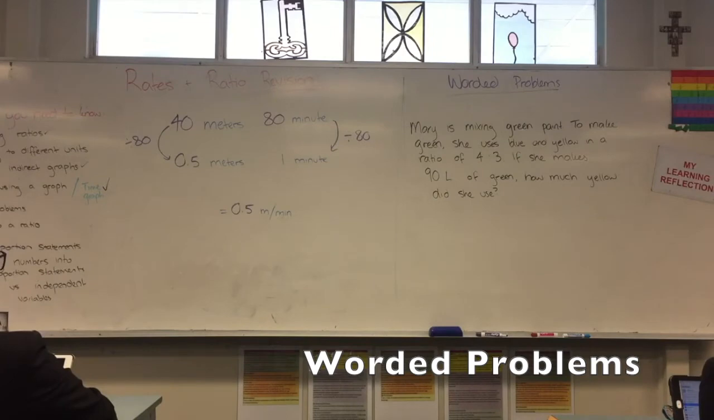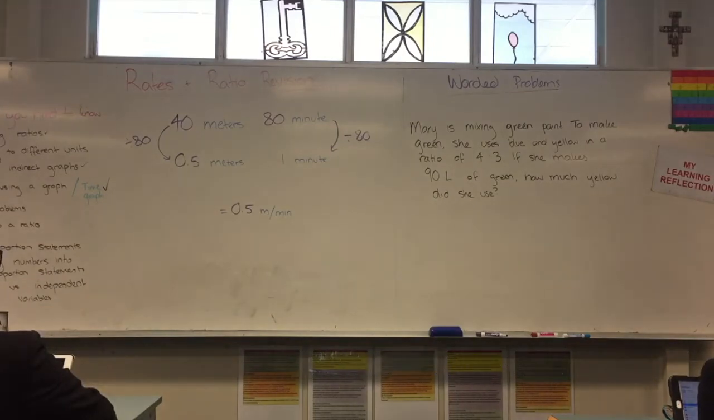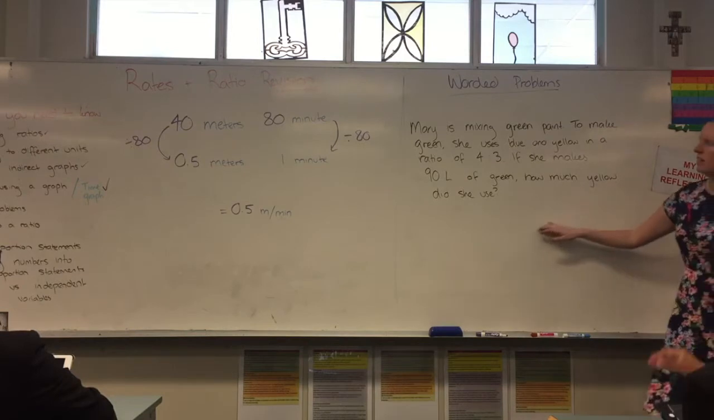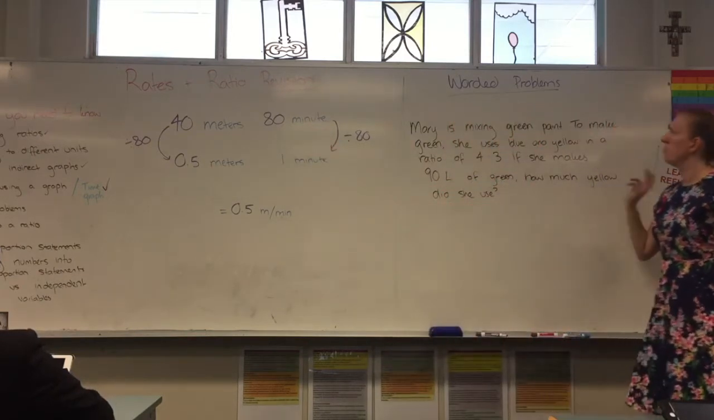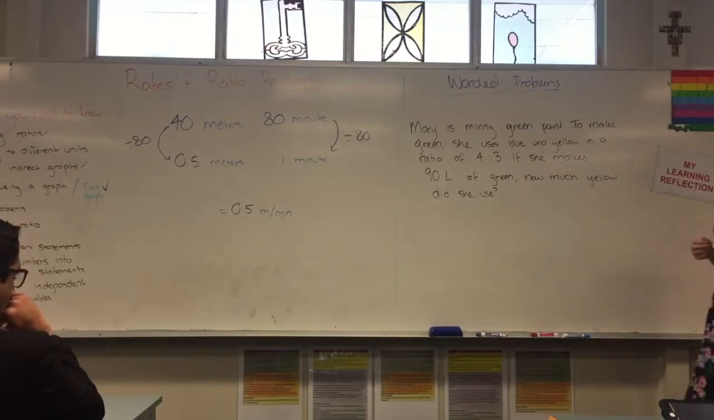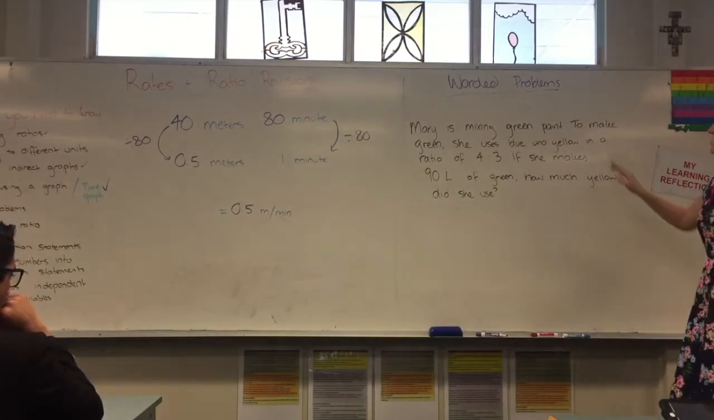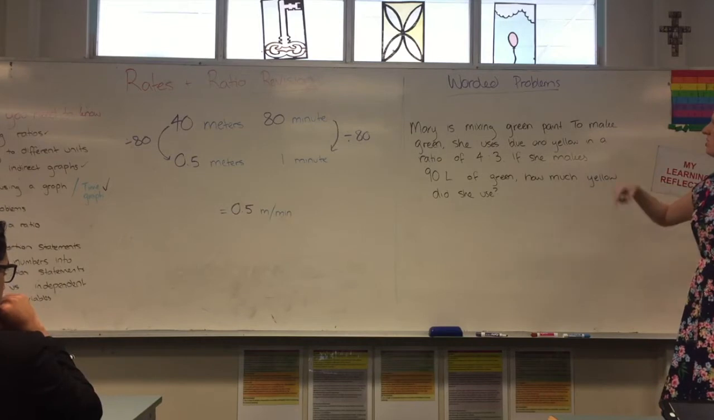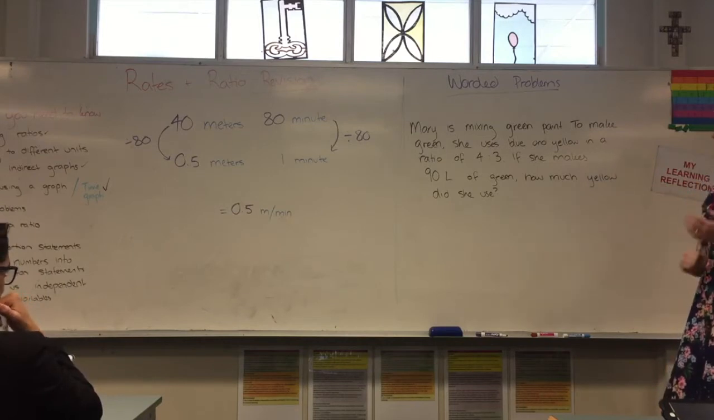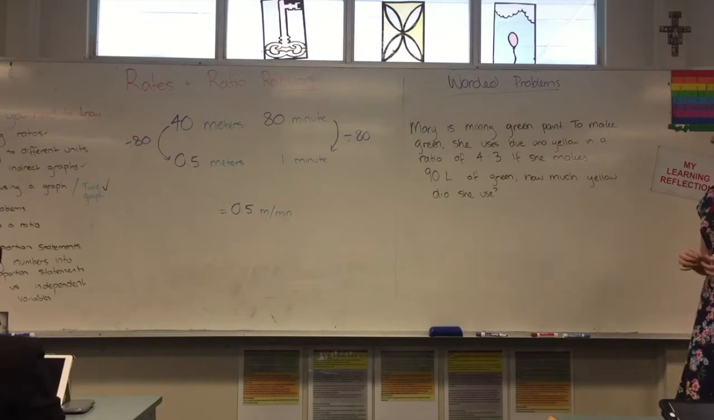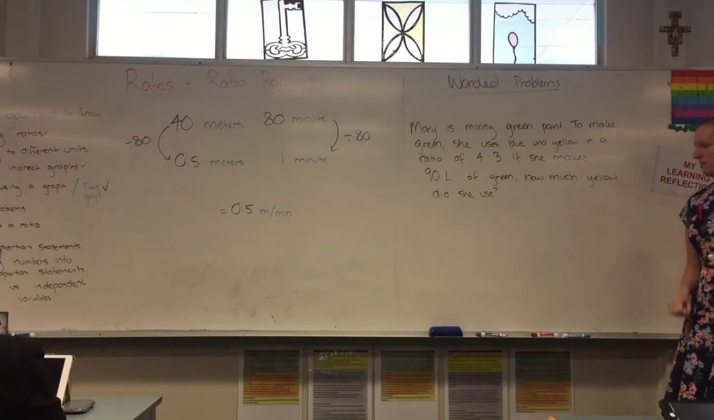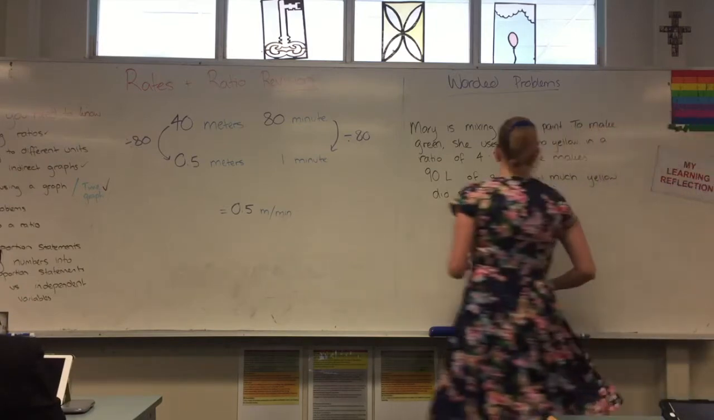Now, the most difficult thing about a question like this is figuring out how to turn it into something that looks like this. So Mary is mixing green paint. To make green, she uses blue and yellow in a ratio of 4 to 3. If she makes 90 litres of green, how much yellow did she use? Maybe we times it.